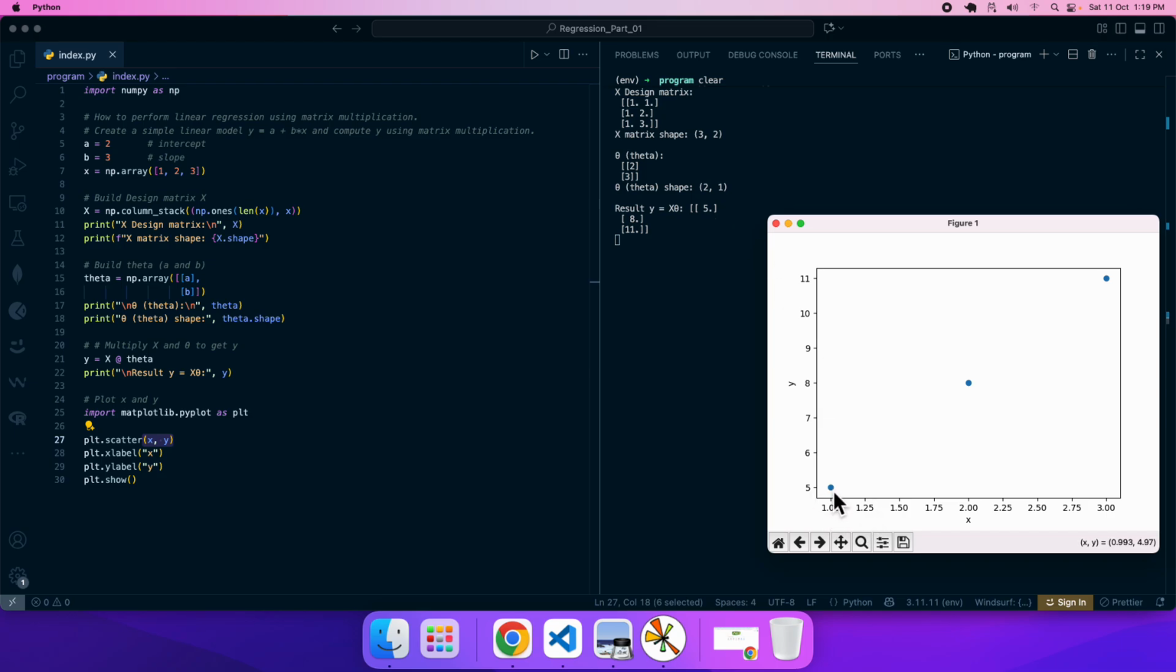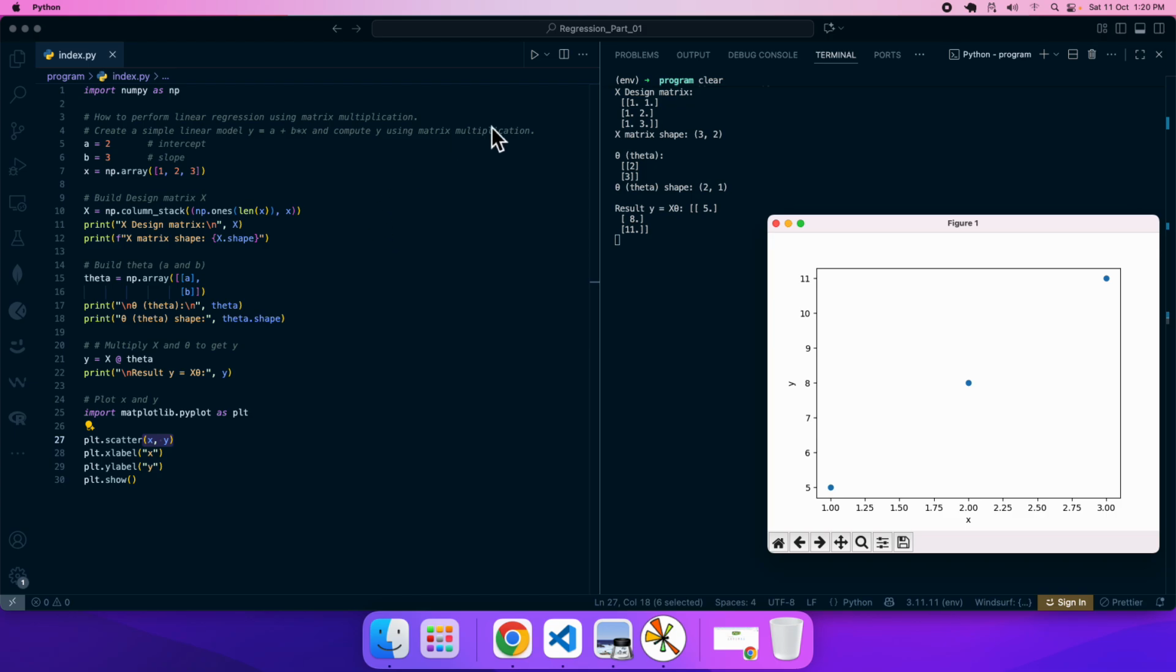That brings us to this particular point. Similarly, what about the next? The x value is 2, so we are right over here at 2, and what is the corresponding y value? It is 8. So that brings us right over here. Similarly, we have got the x value as 3, so it's over here, and the corresponding y value is 11. That takes us right over here, and that's how we have been able to generate the corresponding y value, not using the equation, but using the matrix form of the equation, that is y equals capital X theta.